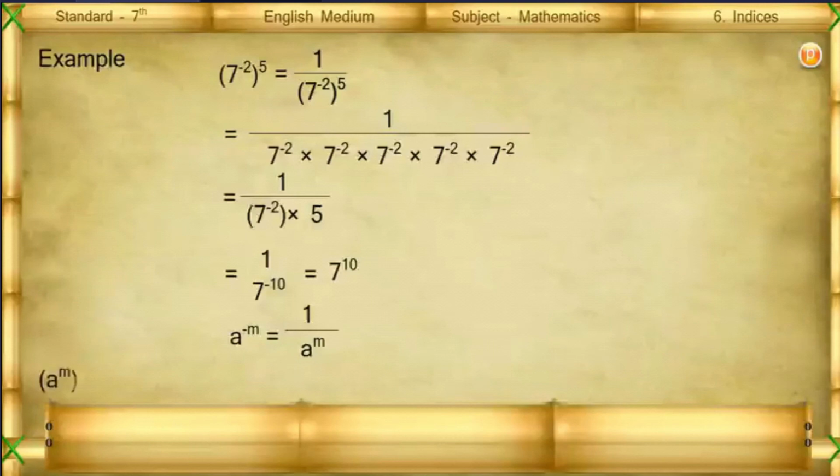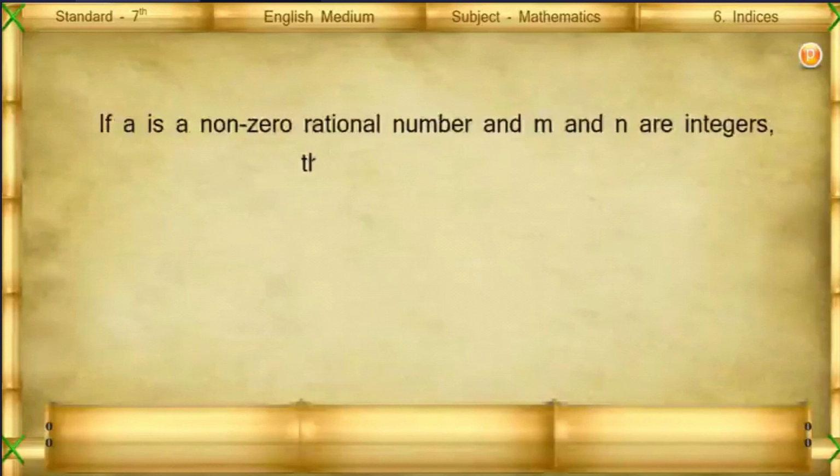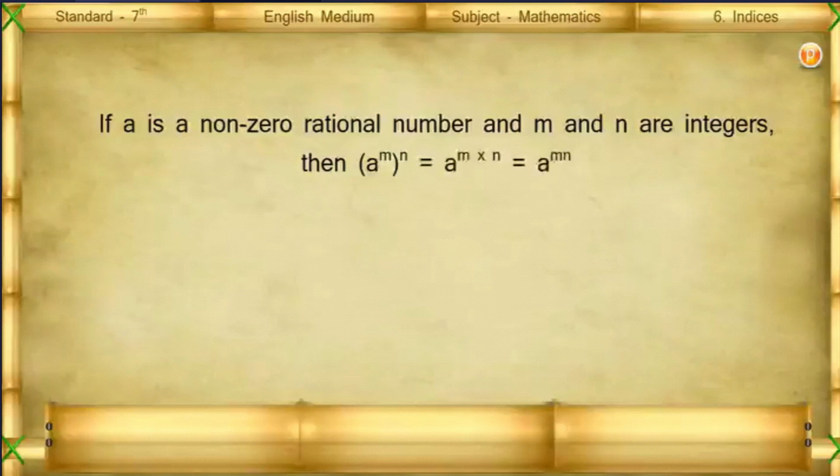(a raised to m) whole raised to n is equal to a raised to m into a raised to m into a raised to m, n times, is equal to a raised to m plus m plus m, n times, is equal to a raised to m into n. If a is a non-zero rational number and m and n are integers, then (a raised to m) whole raised to n is equal to a raised to m into n.